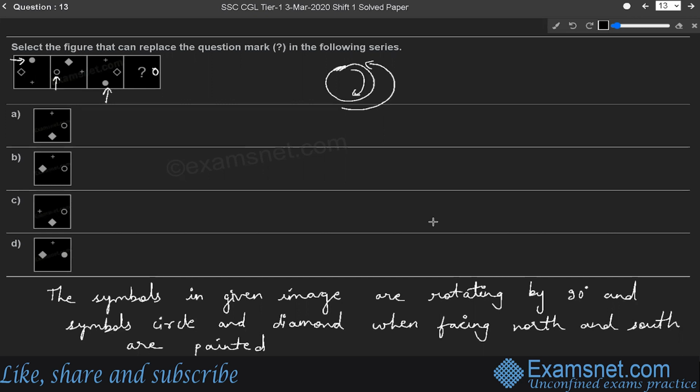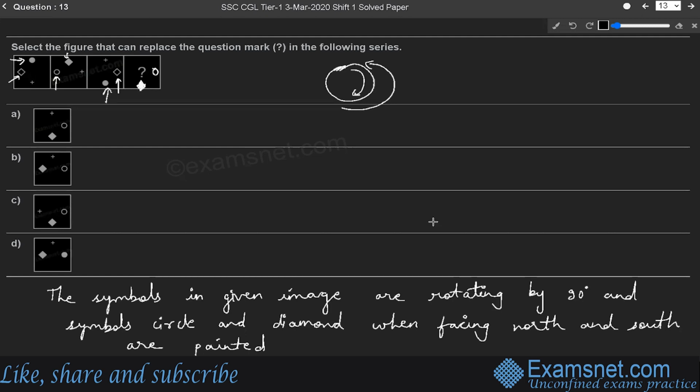Now again in the first image, if we look at the diamond symbol, okay, so diamond symbol is facing west, okay, then it is also rotated clockwise by 90 degrees. And in the second image, it is rotated clockwise by 90 degrees. So here it reaches north, and since it is facing north, so it will be painted, all right. And then in the third image, you can see that it is facing east, okay. Then in the next image, it will be facing south. So south is here. And since it is south, so it will be painted.